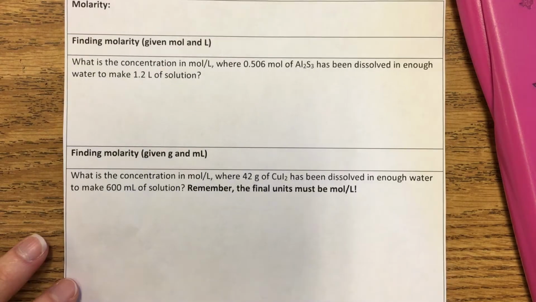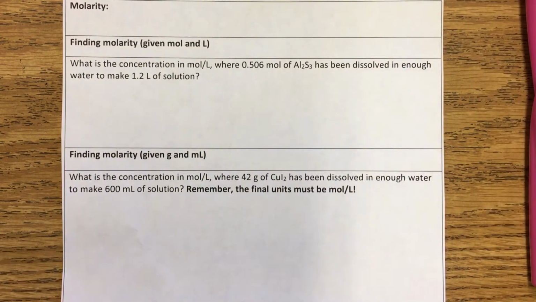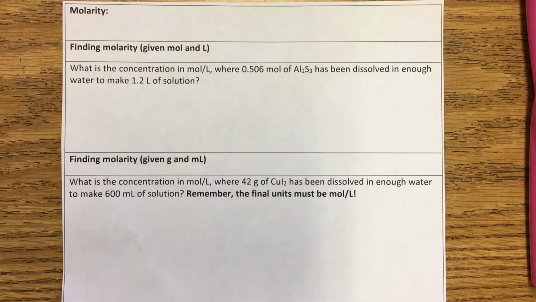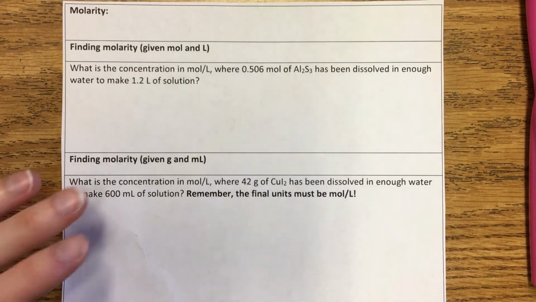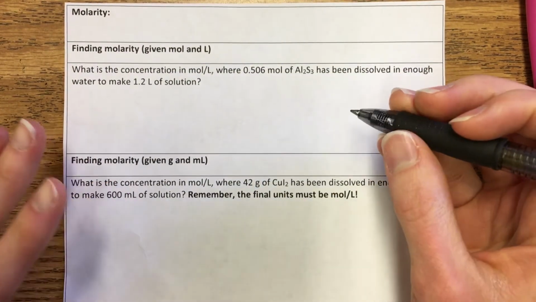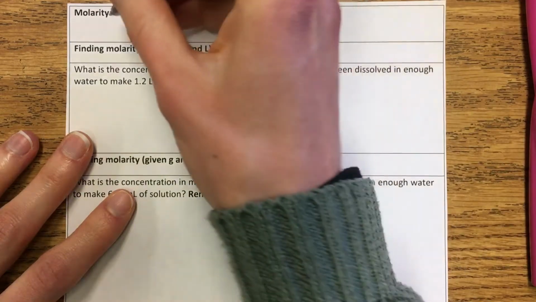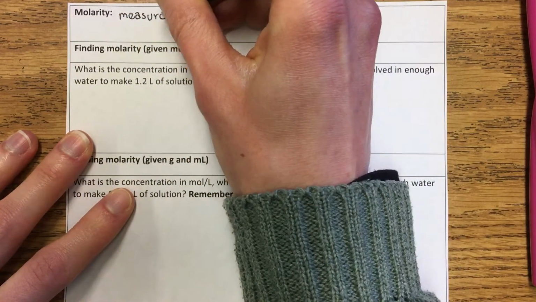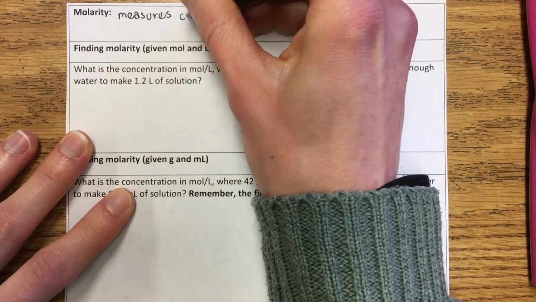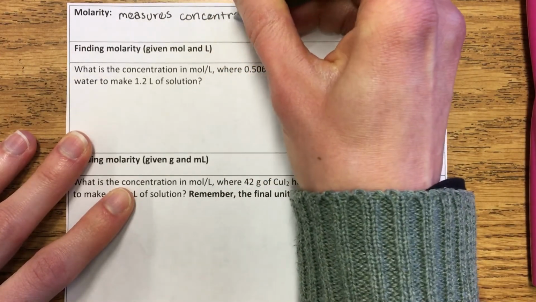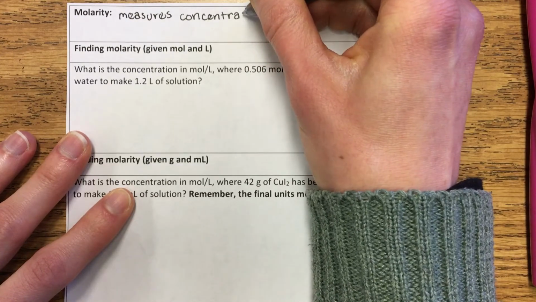Guys, this is just a quick video to show you how to solve for molarity and what molarity is, what it means. So molarity is the unit that we use to measure concentration in chemistry. It measures concentration. So remember, concentration is the ratio of solute to solvent in a solution.